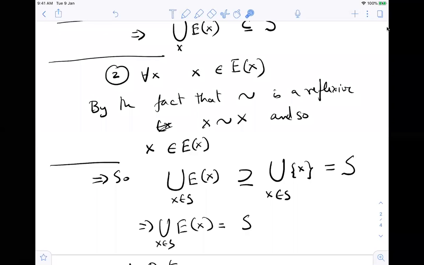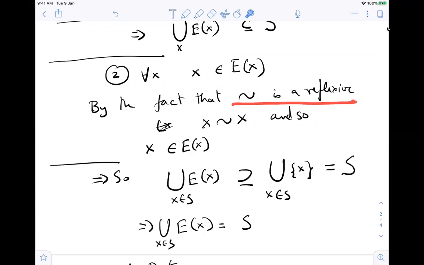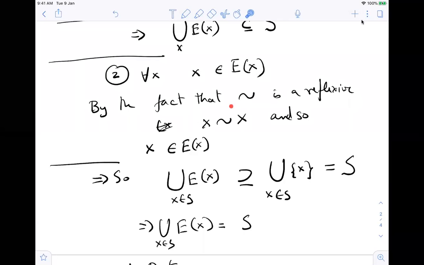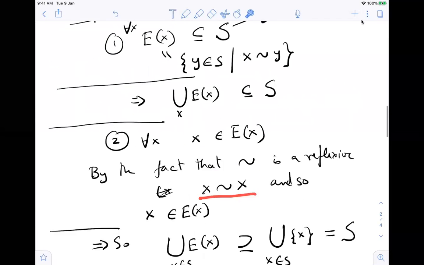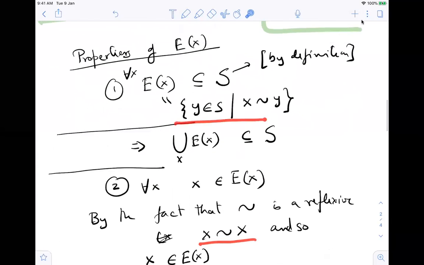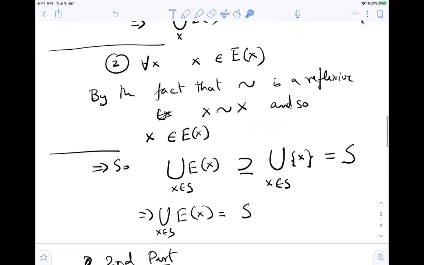So that means this relation that we have is reflexive. What does it mean for this to be reflexive? It means that X is related to X. And if X is related to X, let's see the definition of E of X. It's all the Y such that X is related to Y. Now if X is related to X, that means X satisfies this property. So that means X is in E of X.